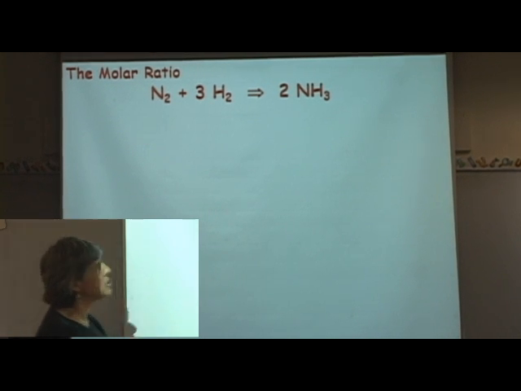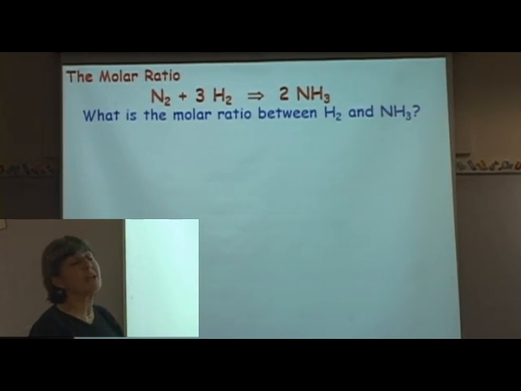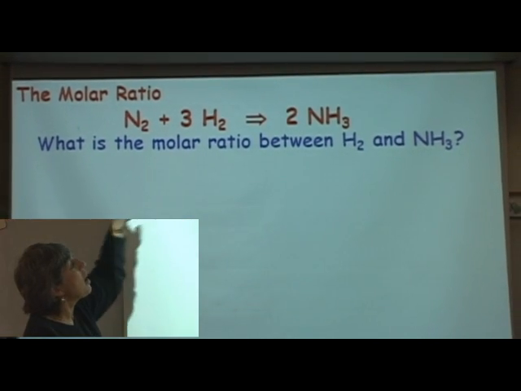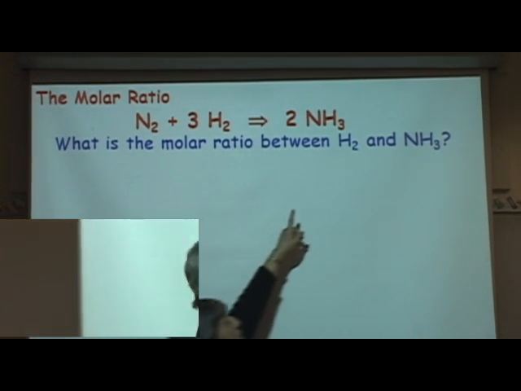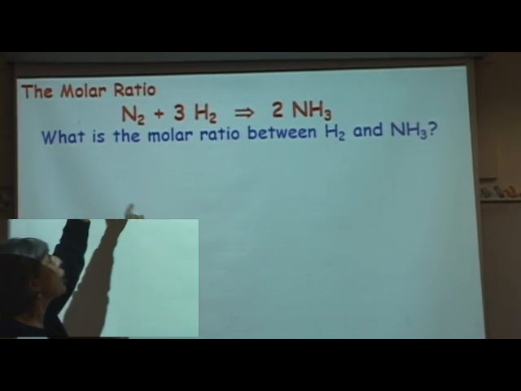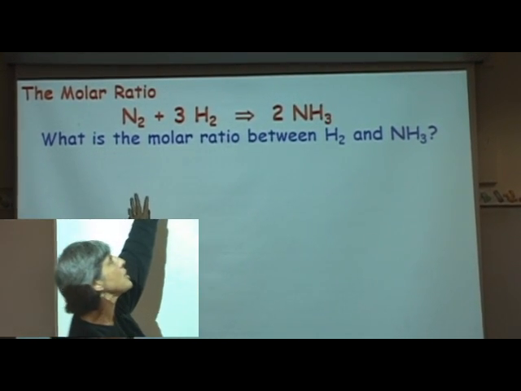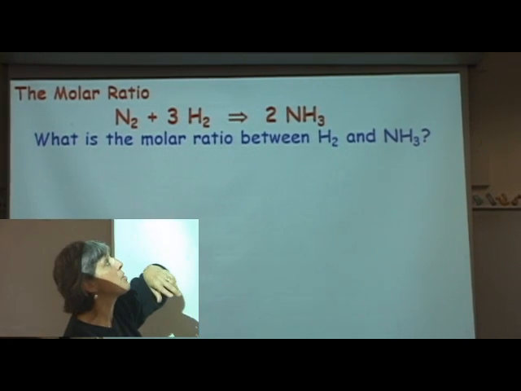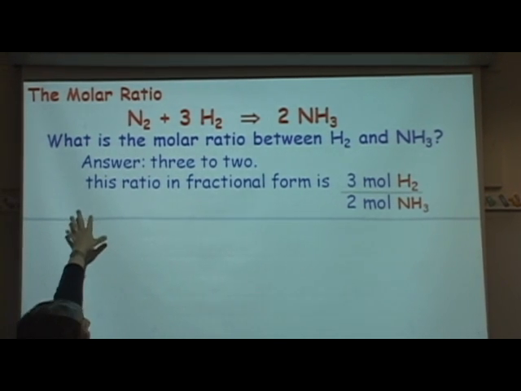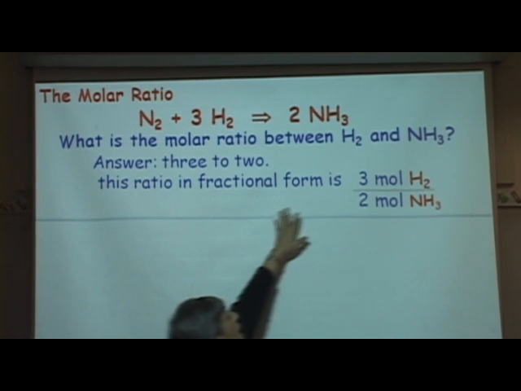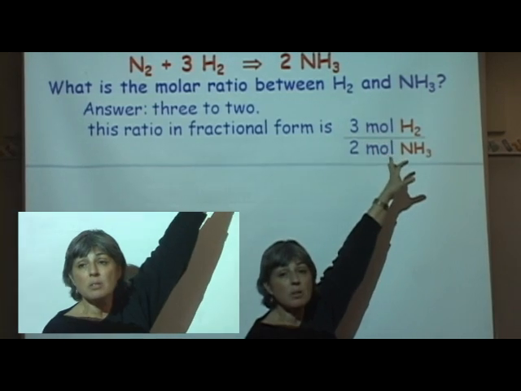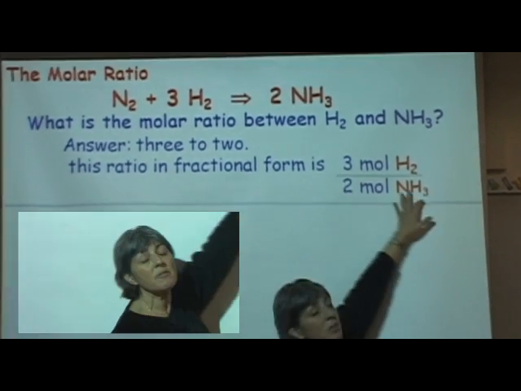So once you have one of those, we can figure out what the molar ratio is between any 2 things in the balanced equation. So if I ask what the molar ratio is between hydrogen and ammonia, then all I have to do is look at the coefficients of the balanced reaction. And for hydrogen, it's going to be 3, and for ammonia, it's going to be 2. So when I say, what is the molar ratio between hydrogen and ammonia? The answer is 3 moles of H2. Okay, it's not just 3, but it has to have units with it as well. And 2 moles of NH3.